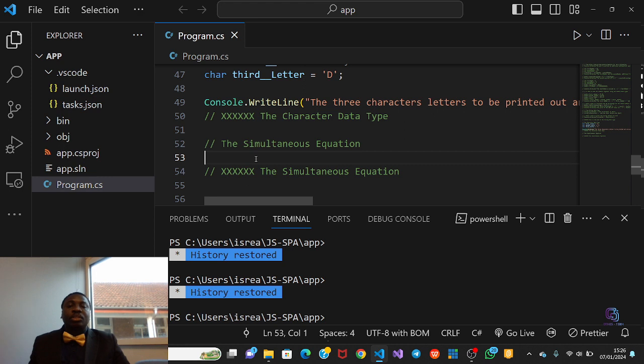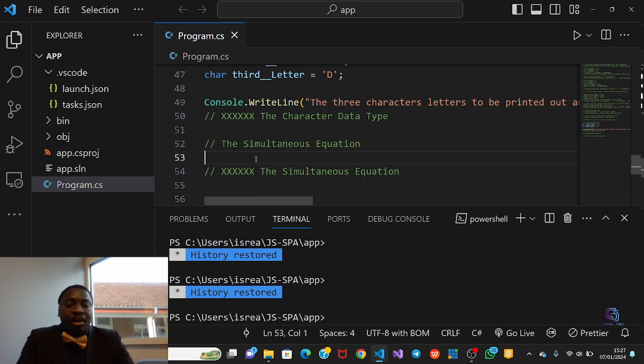So what is simultaneous equation? I would say the simultaneous equation consists of two parts, making use of the addition and also the subtraction. But one thing about simultaneous equation, it takes two parts together, and you're able to move one into the other one.